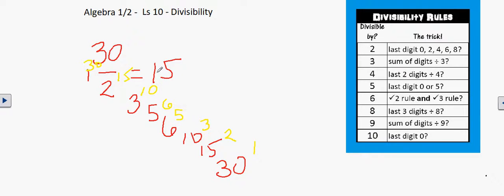The capability of a whole number to be divided by another whole number without a remainder is called divisibility, and it's often helpful to know if a whole number is divisible by things like 2, 3, and 5. Okay? A whole number is divisible by 2 if its last digit is 0, 2, 4, 6, or 8.